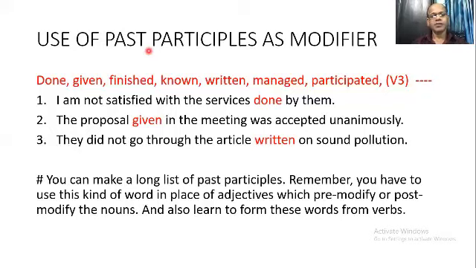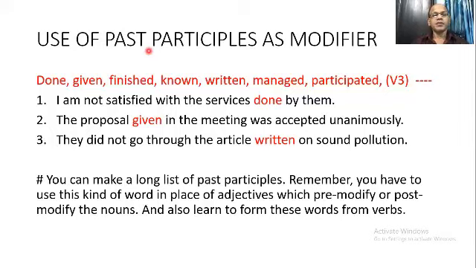You can make a long list of past participles. Remember, you have to use this kind of word in place of adjectives which pre-modify or post-modify the nouns. And also learn to form these words from verbs. So we form past participles from verbs and we call it V3. So you can make hundreds of past participles from verbs and you can use them in place of adjectives to modify the noun.